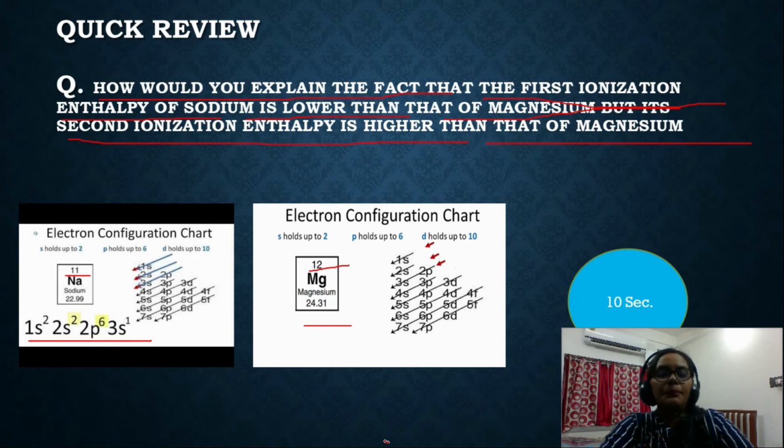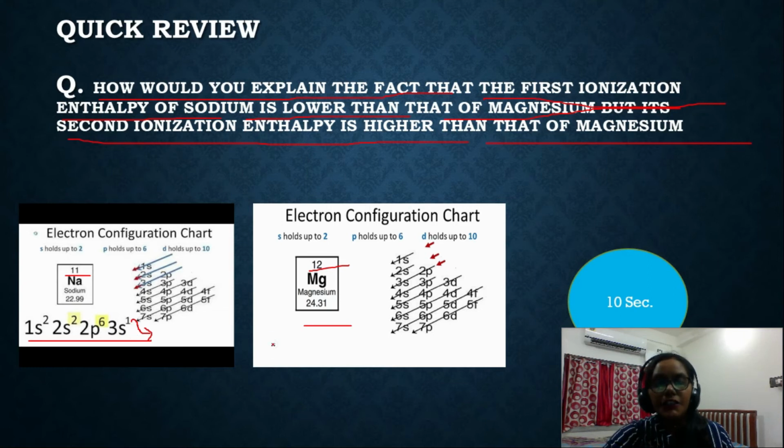Now look, if we want to remove this electron from sodium, after removing this electron, sodium will get the fully filled shell, 1s2, 2s2, 2p6, right? So this is the first ionization energy. For magnesium, what will happen? Magnesium is already fully filled, right? So after that, 3s2.